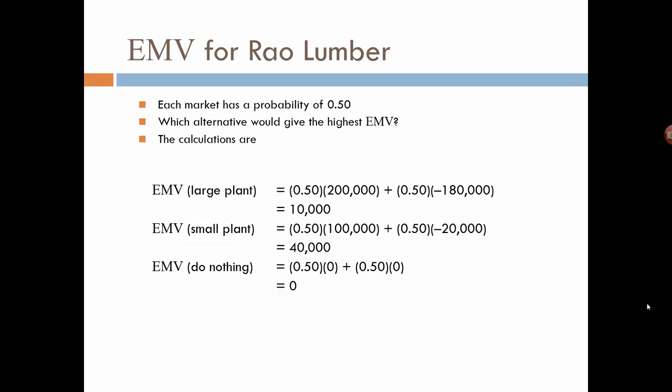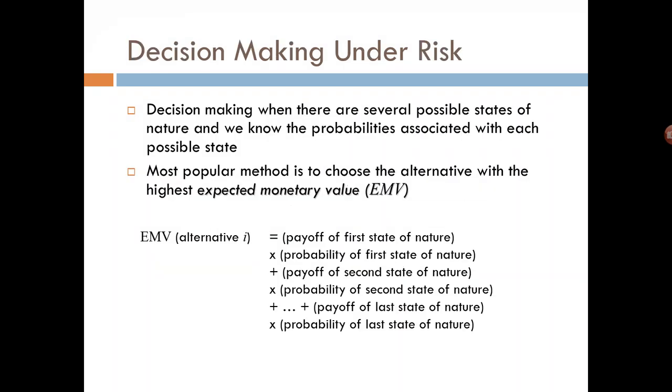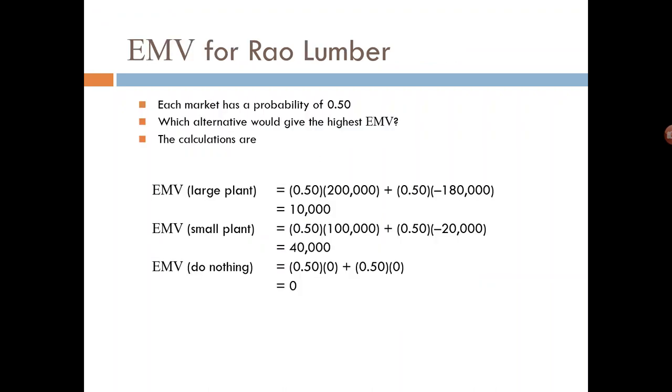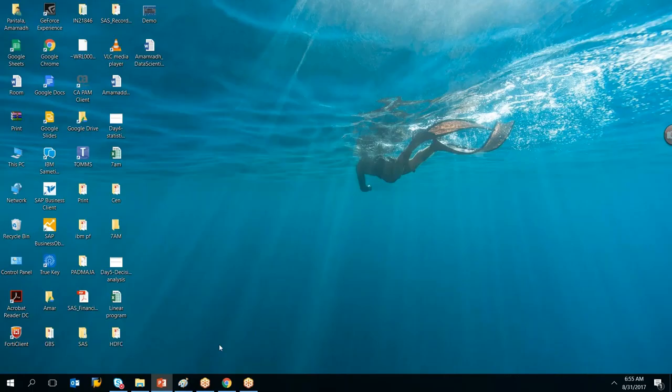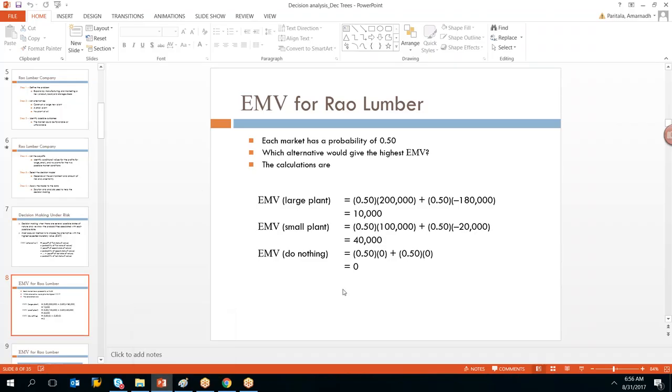Are you getting what I'm trying to say? Yeah, Amar. Any questions on this? Amar, if we divide that into three parts, that will be 0.3 or something like that, right? 0.2? I didn't get you. If we divide that into three parts, large, small, and do nothing, then each probability will be 0.33 or something like that.